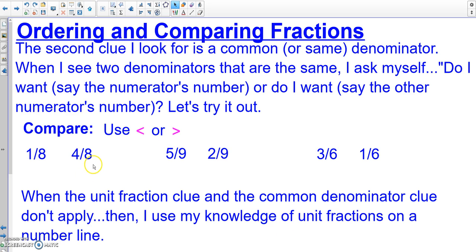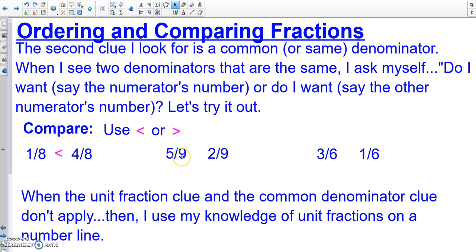Let's try it out. I see that for each of these fractions being compared, there is a common denominator. It is the same. So I say, do I want 1 out of 8 pieces, or do I want 4 out of 8 pieces of my candy bar? Well, I want more candy bar, so I'm going to eat 4 out of 8 pieces.